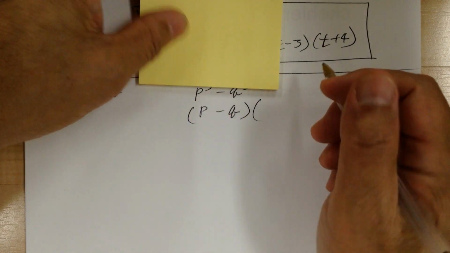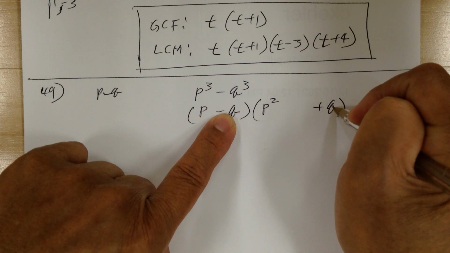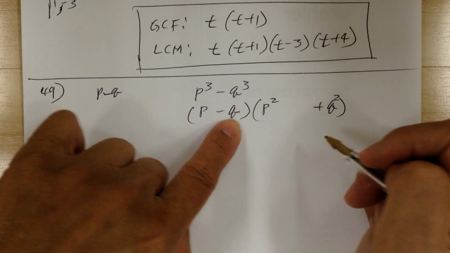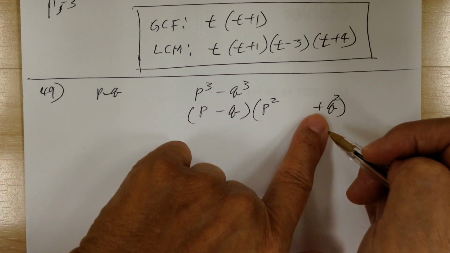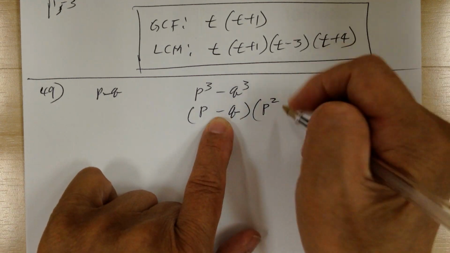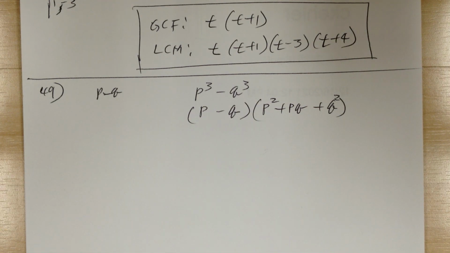So you match. Then you square this to get p squared. You square this, you get plus q squared. Again, 1 power times 2 power gives you 3 power. When you square, you become positive. Now you have to cancel out the middle term. To do that, you take the opposite, so plus pq. Okay, so now you're done factoring.